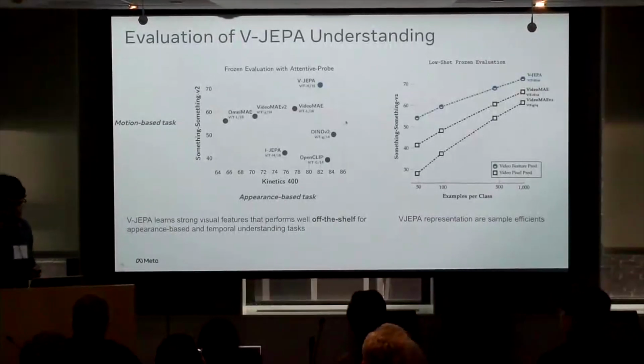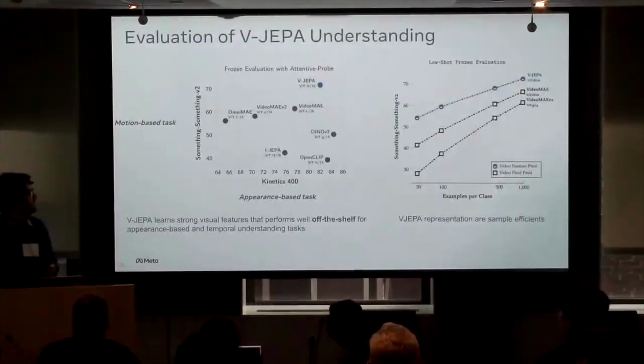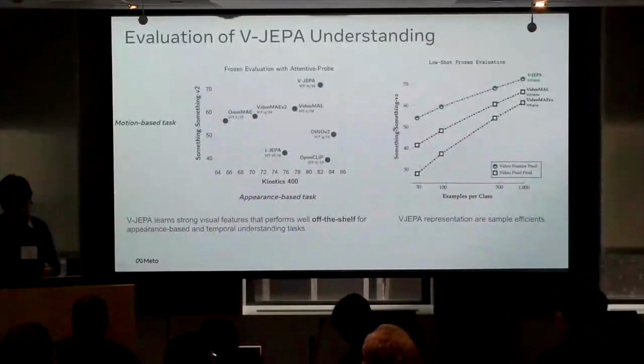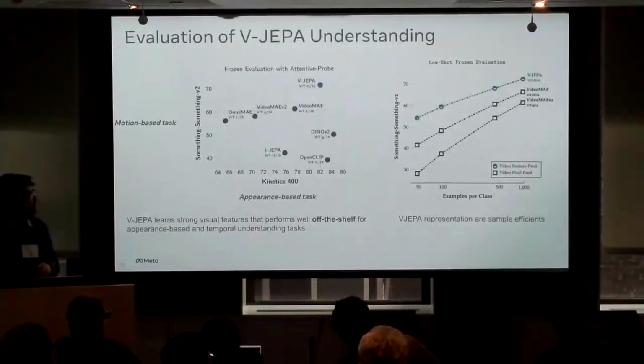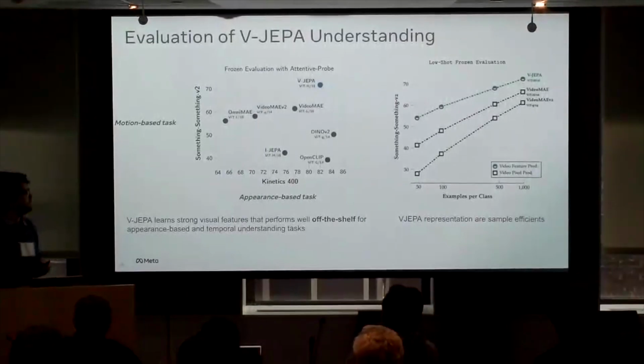Another interesting property of JEPA is that it works very well in a low-shot regime. Here we have a plot where the x-axis is the number of examples per class, and the y-axis is Something-Something v2 performance. This is the number of examples we use to learn the attentive probe on top of the representation. We can see that even with 50 examples, we get reasonable accuracy, and much better accuracy than a pixel-level prediction baseline. It shows that when you predict in a learned representation space, you're able to abstract and have more structure in your space, because you can adapt your representation more easily.